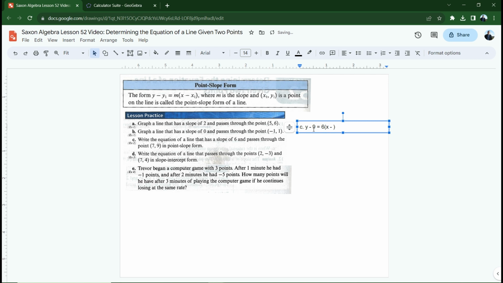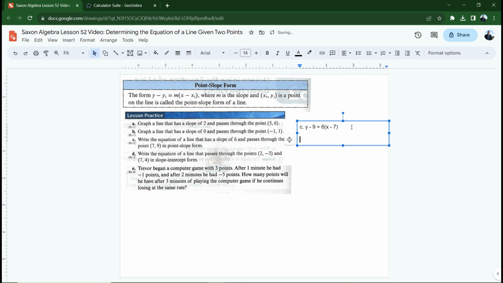A common mistake that students make is they'll plug in 7 because 7 is what appears first in the xy coordinate pair. So they'll want to plug it in first in the equation too. But remember, you have to put your y coordinate next to the y variable. So it's y minus your y coordinate, x minus your x coordinate. This is the equation in point slope form for a line that has a slope of 6 and that passes through the point 7, 9.